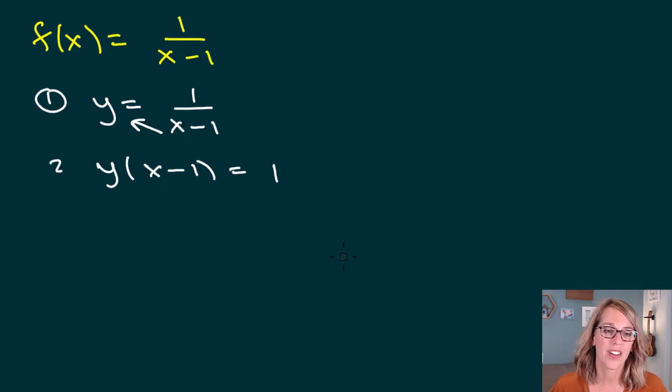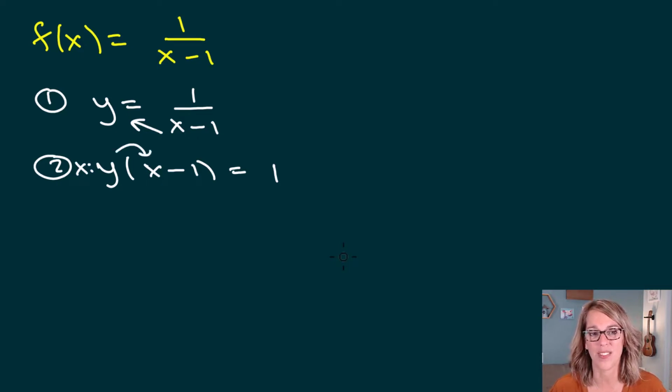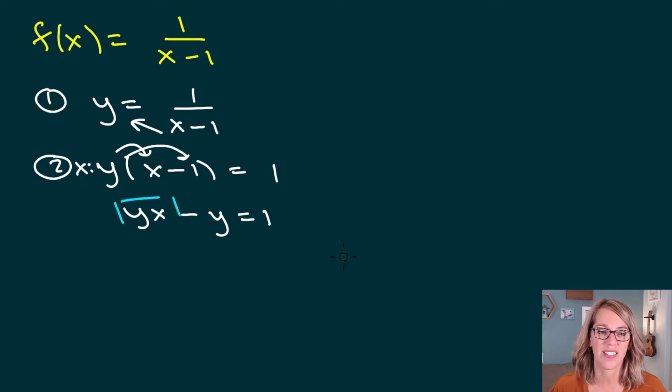Remember that my goal here in step 2 is to get the x all by itself. So I do need to multiply this y through. So I get y times x minus 1 times y, which is y, is equal to 1. I'm really keeping an eye on that x term. Here it is. So I need to add the y to the other side. So plus y, plus y. Look how close we are now.